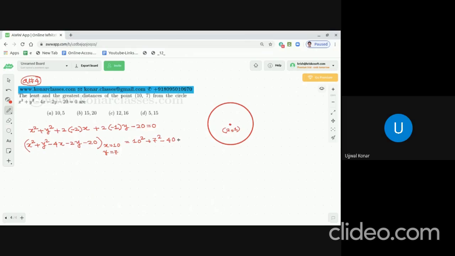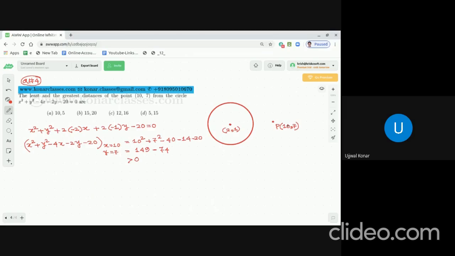Minus 2 into 7 is 14 minus 20. So what we get is 100 plus 49, so 149, and minus 40 plus 20 is 60, so 149 minus 60 is 89. So definitely it is greater than 0, so the point is outside the circle. So we can have the point somewhere here. If we give the name of the point as P, it is 10 comma 7.